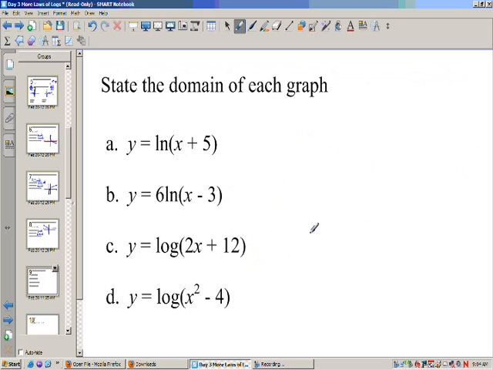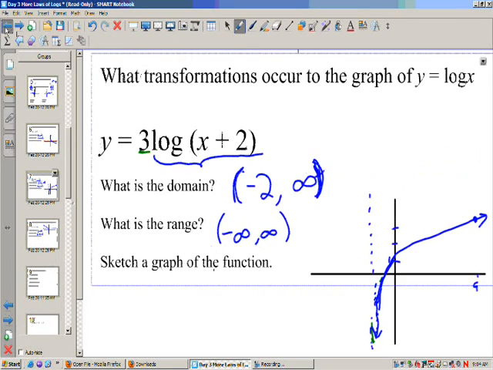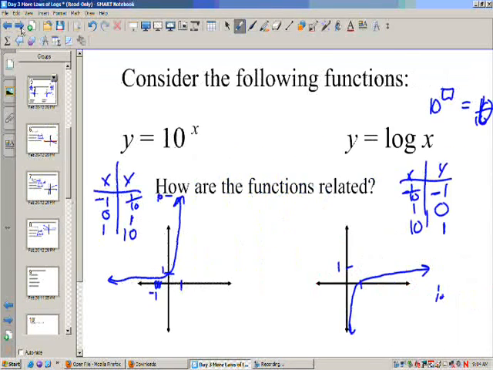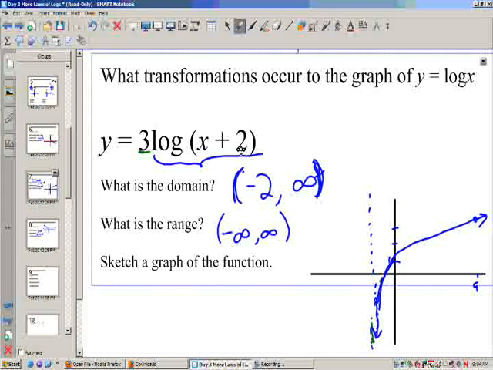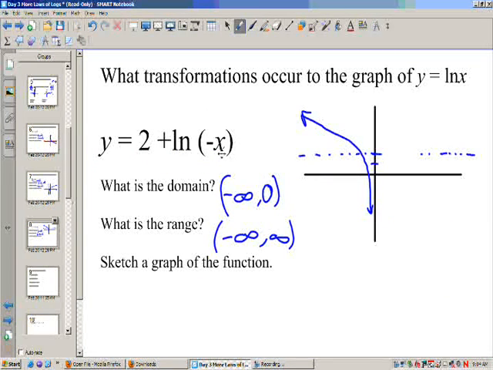Alright, now let's look at the domains of these. Now, the domain of natural log, when there isn't anything in the parentheses, is from 0 to infinity. If there was a +2, it went from -2 to infinity. And if it was with a negative, it went from -infinity to 0. So that just flipped it around.